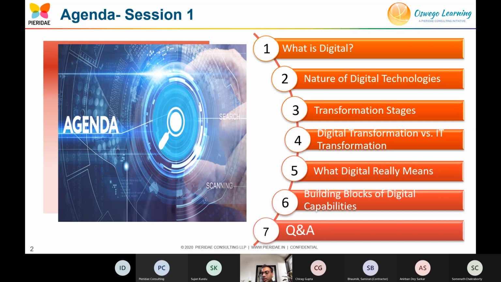Airbnb to Ola, Uber, all digital companies who have succeeded, and we'll also discuss why some of the companies who were giants at one point in time have failed, who could not adapt to the digital technologies and gradually lost the business, lost the market. So that's the agenda. Now let me move ahead.